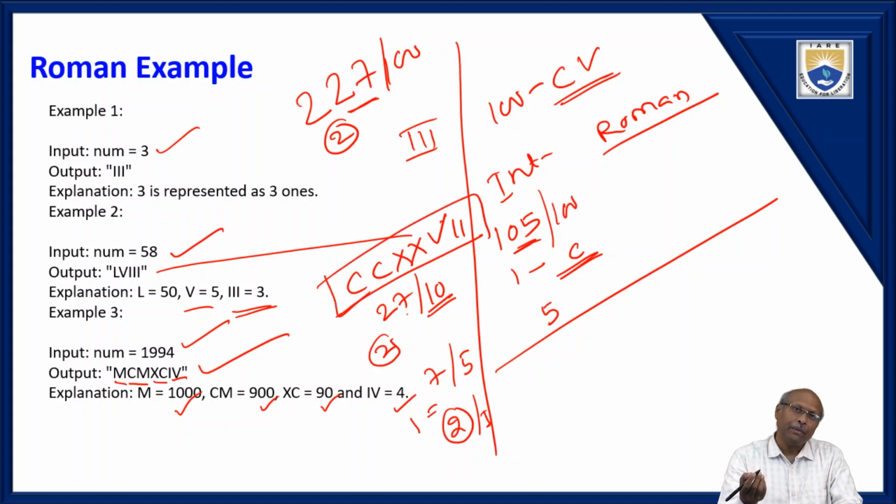So the logic is what? First I will divide by the value. Then I will get a quotient, and that many symbols should be printed. Then with the remainder, I will keep on dividing until my number becomes 0. So this is the logic I will apply now.